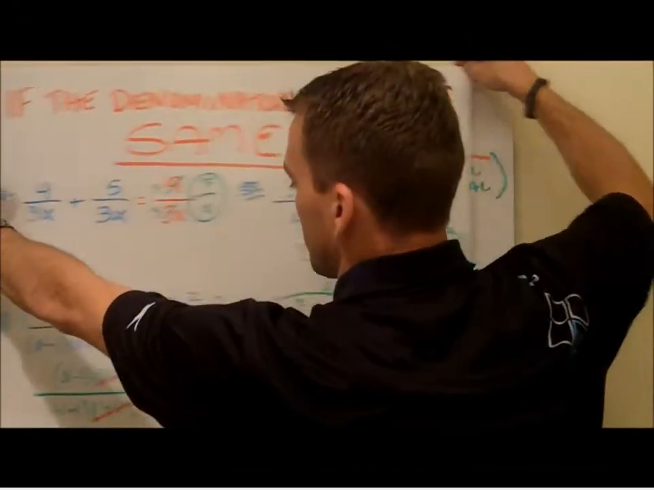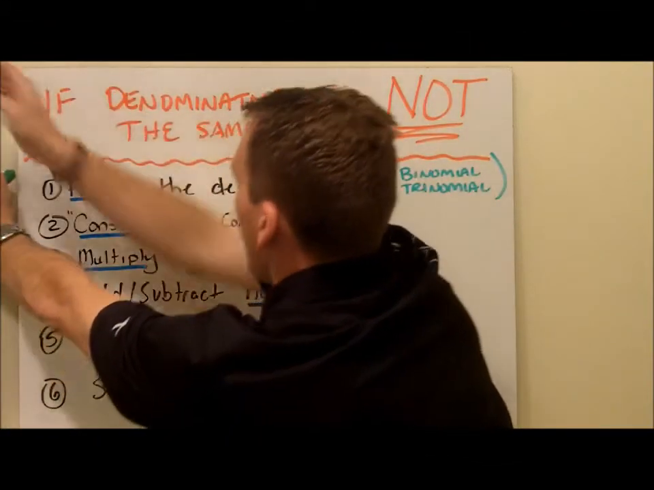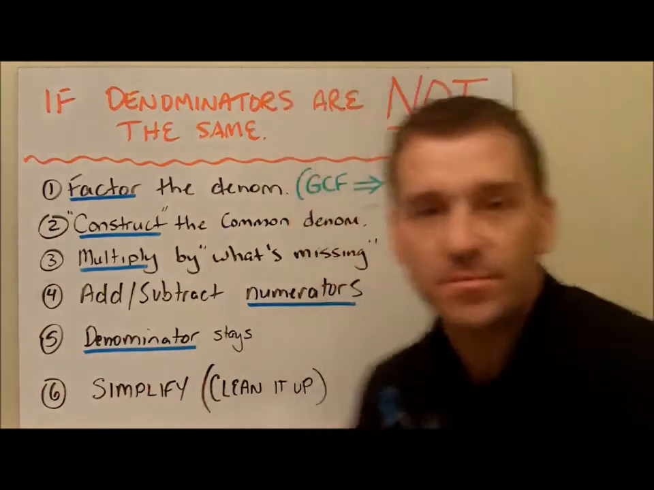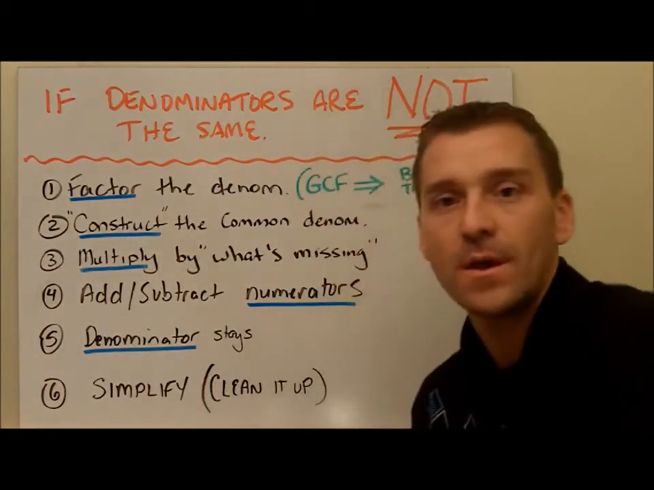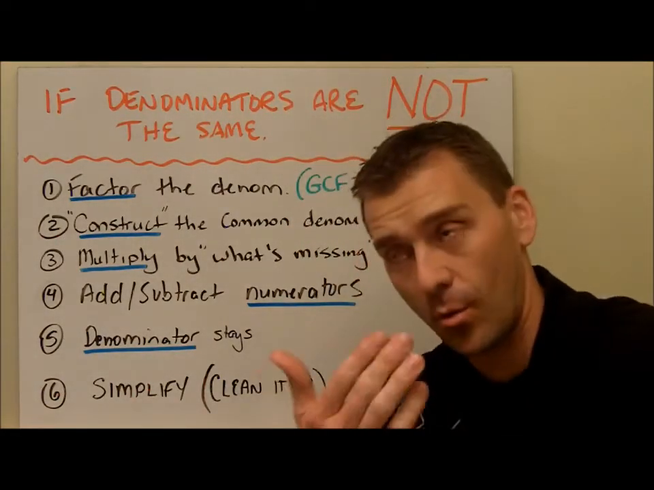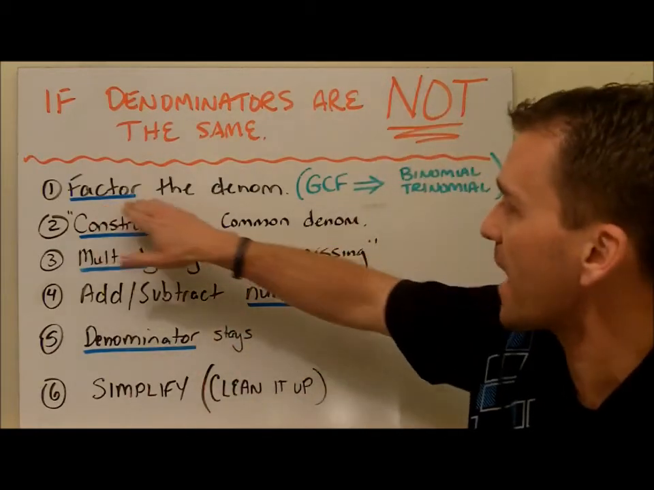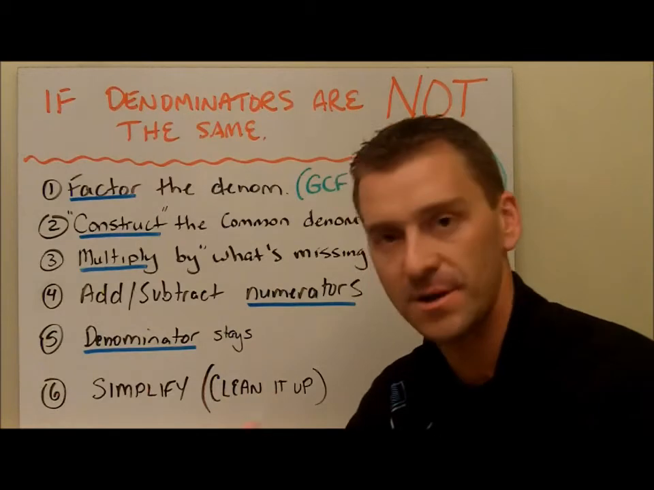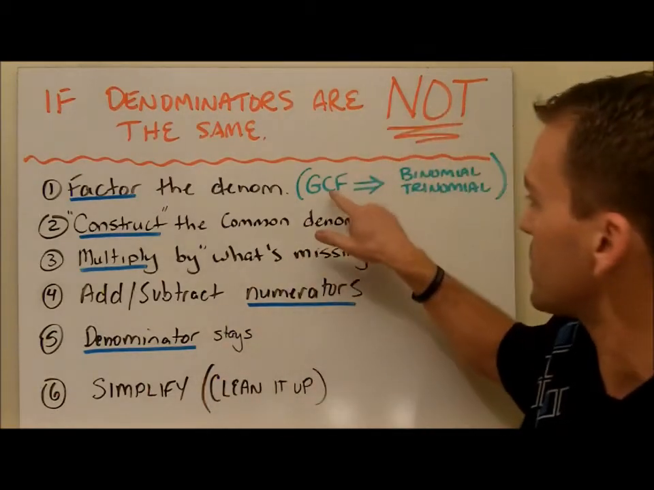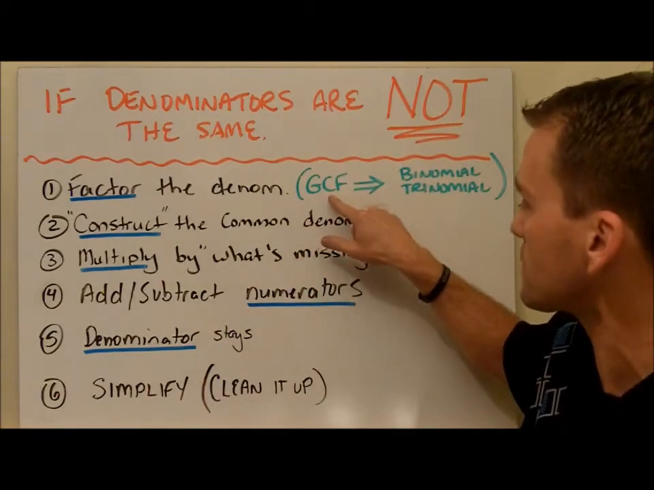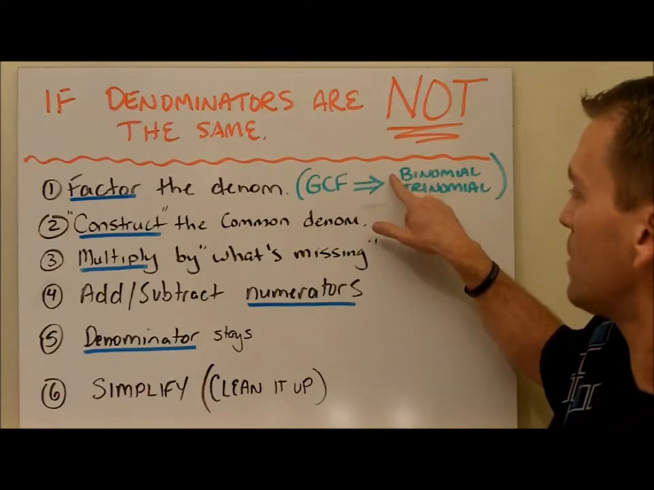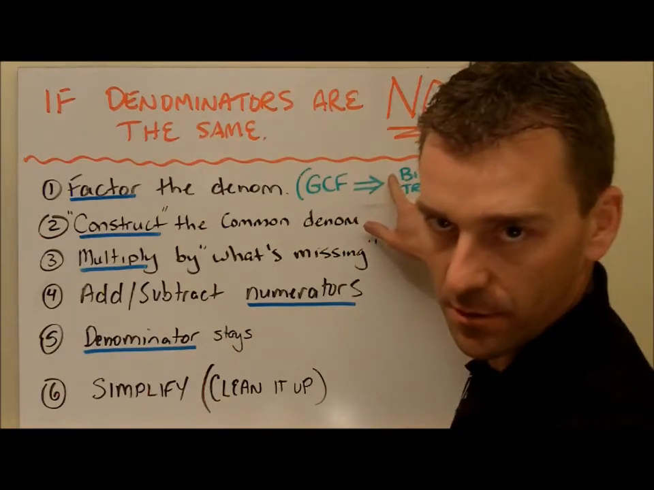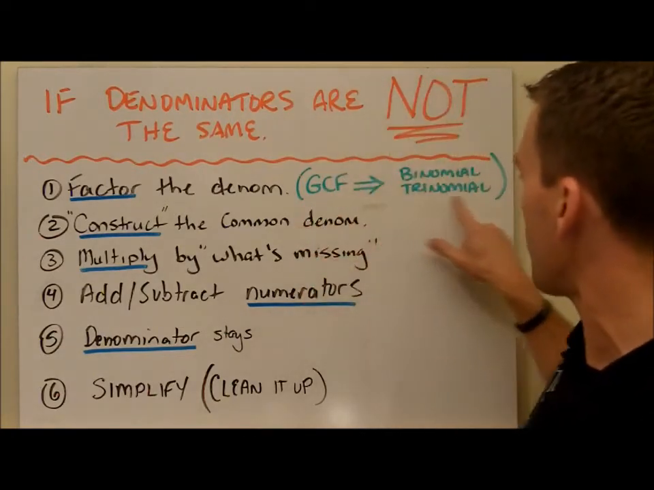So what happens if the denominators are not the same? Well, here are my 6 things I would tell you to write down on your sheet of paper or your notes. Step number 1, factor the denominator as much as you possibly can. Both denominators, or all 3 denominators, depending on how many there are. First thing you want to check for is GCF, and then you're going to factor the binomial, if there is one in the denominator. Look for difference of 2 squares, and factor the trinomial.